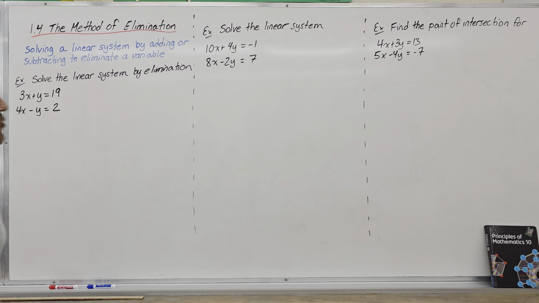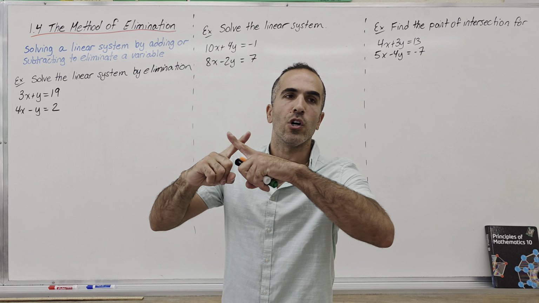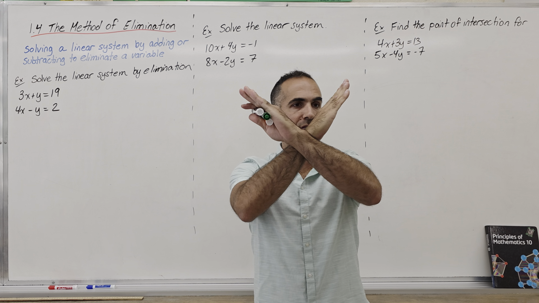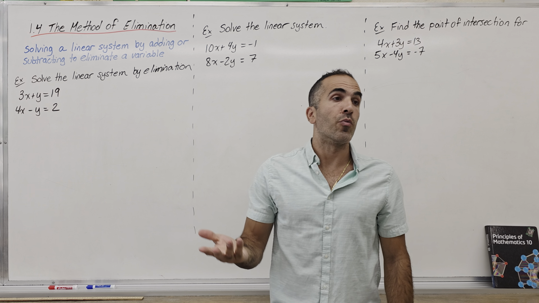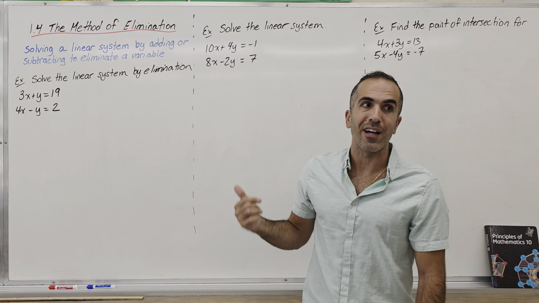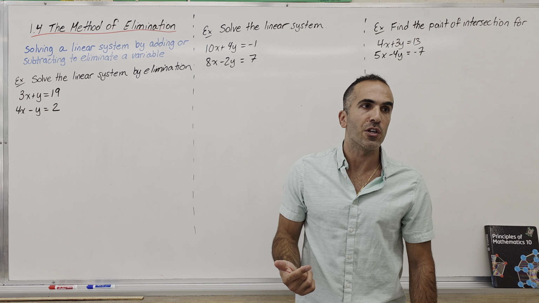Okay, the third method to solve a linear system is called elimination. So we know how to graph two lines and find a point of intersection. We know how to do it algebraically using substitution, and now you're going to learn another algebraic method called elimination.